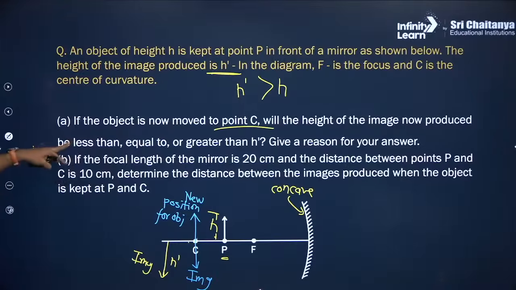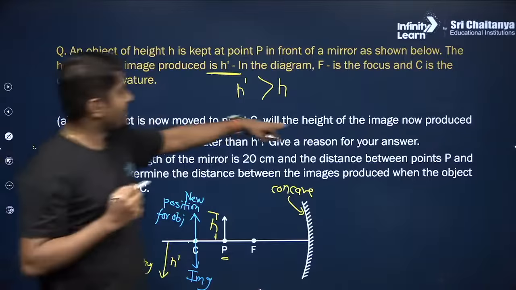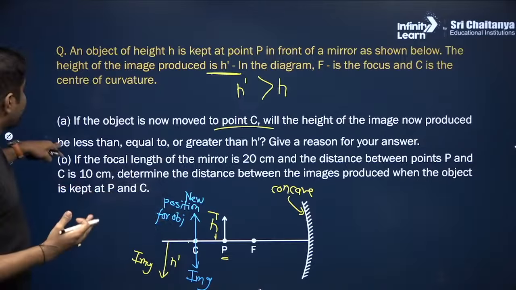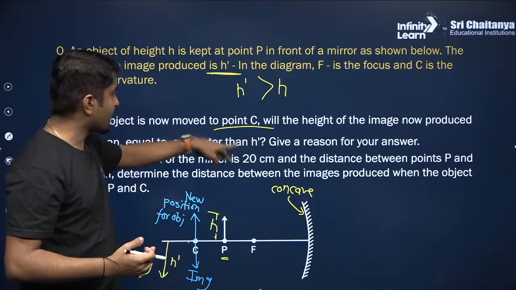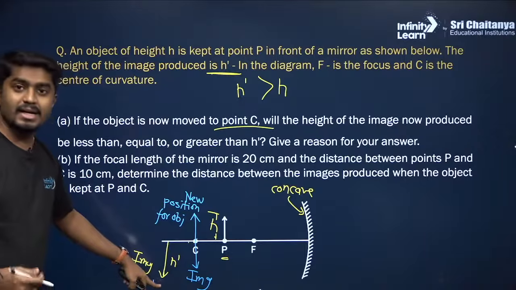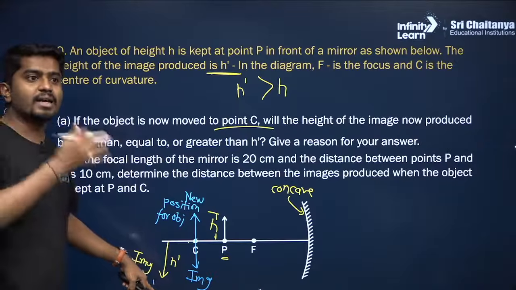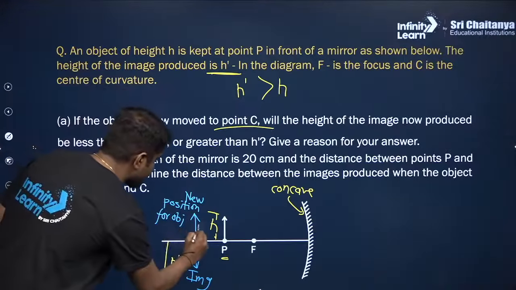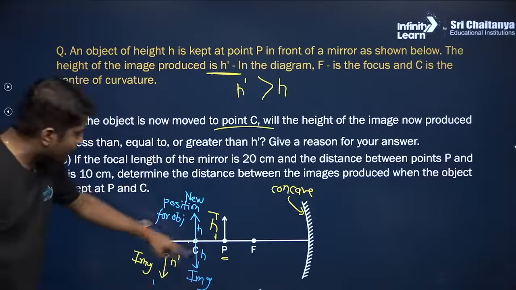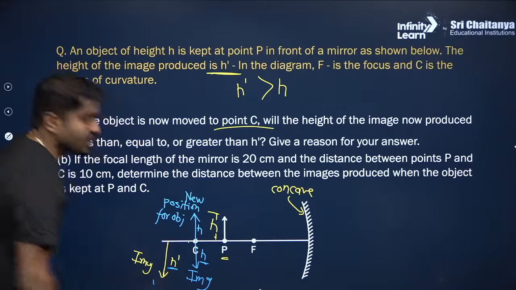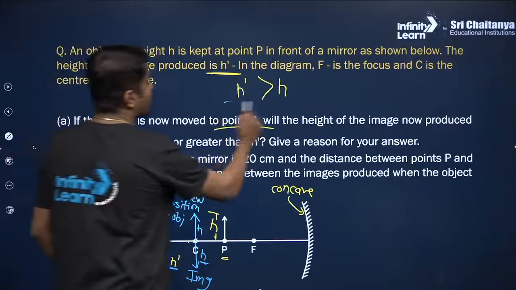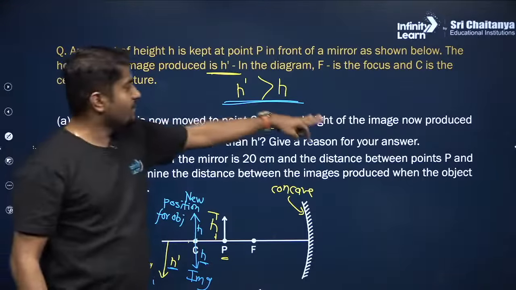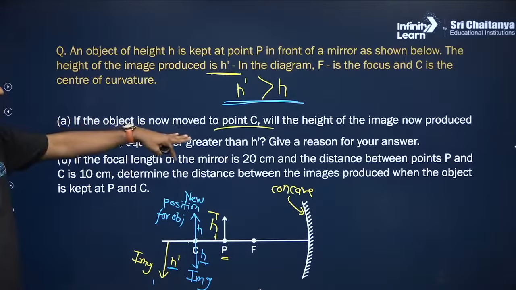Yes. So what is the question? Will the height of the image now produced be less than, equal to, or greater than h prime? What is h prime? h prime is the height of the image in the earlier part. So now this image is the same as h, so this is also h. But we have to compare between h prime and h. We know h prime is greater than h. So will the height of the image now produced be less than, equal to, or greater than h prime?